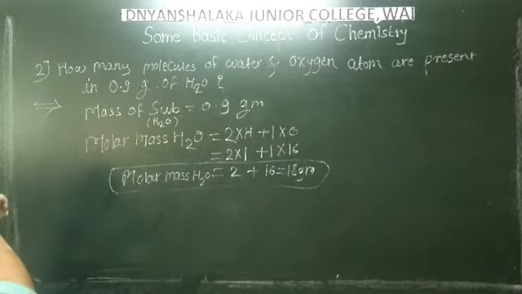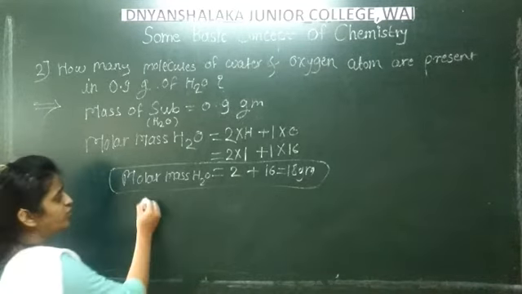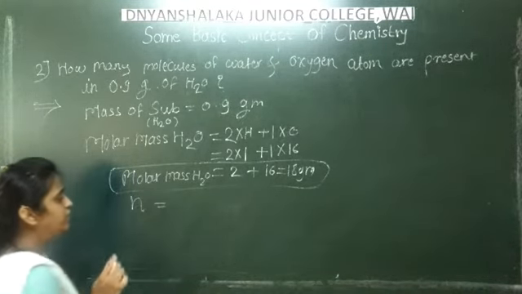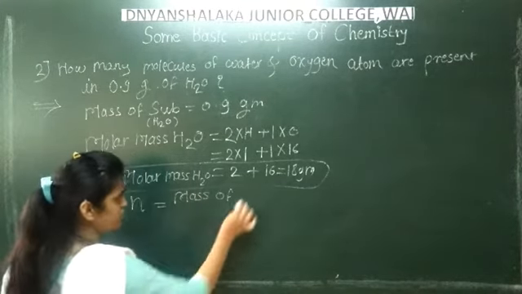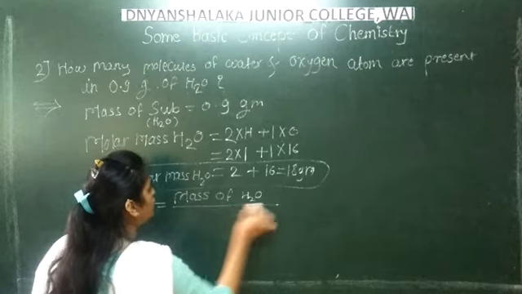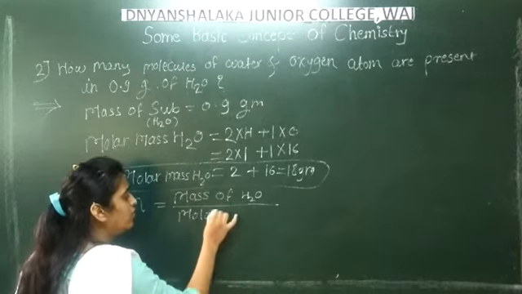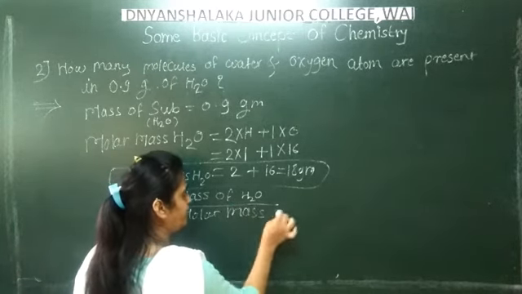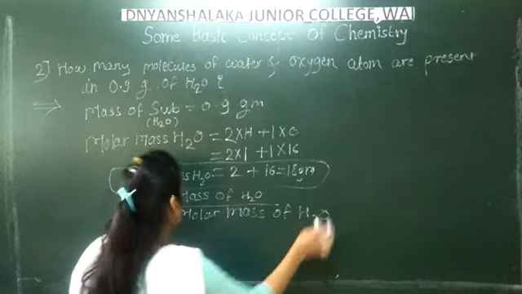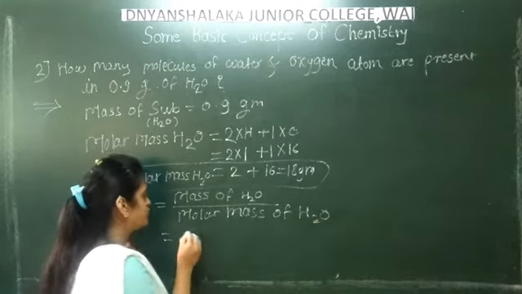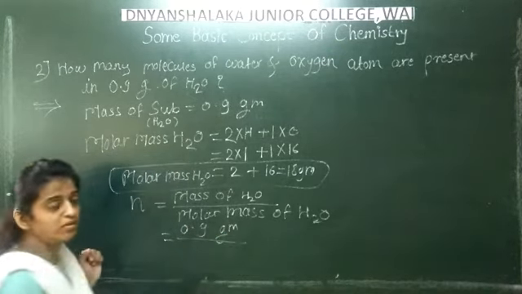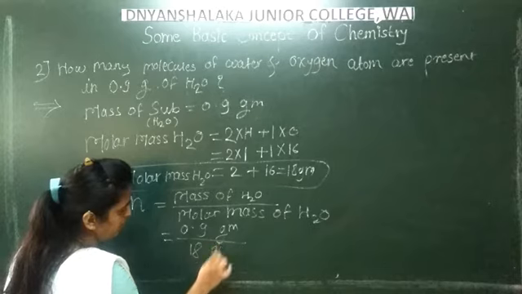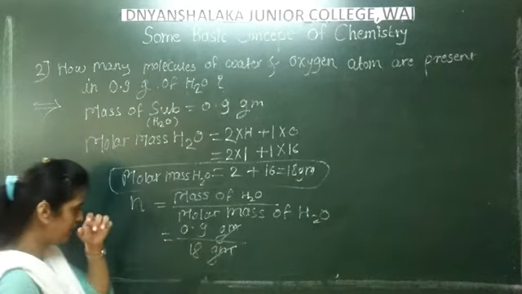So next we have to find out the number of moles of water. Using the first formula, n is equal to the mass of the substance, water, upon the molar mass of water. Putting the values in the equation: mass of substance is 0.9 gram, upon molar mass of water, 18 gram. So gram cancels out.